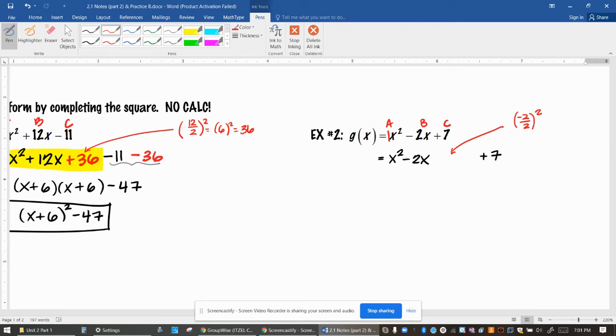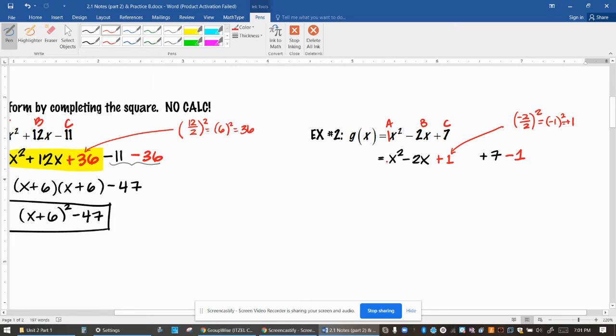Okay, well, half of b is negative, so half of negative 2 is negative 1, and negative 1 squared is positive 1. Positive 1, okay? So I'm going to go ahead and add 1. But if I add 1 to the whole equation, I've changed the value. So I have to kind of off-balance that by subtracting 1.